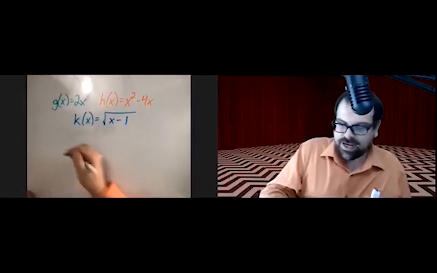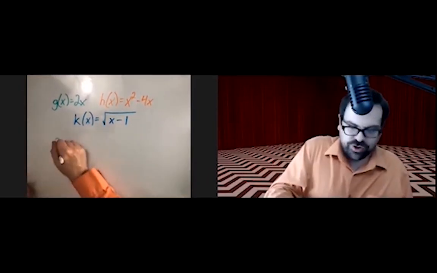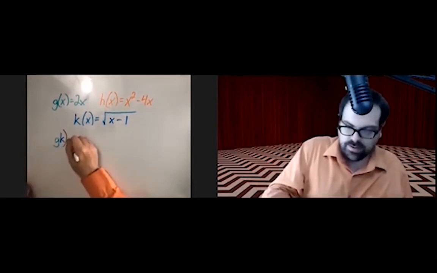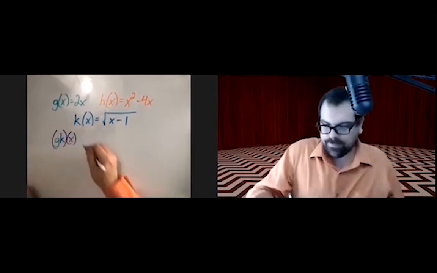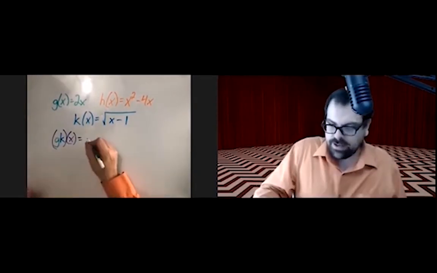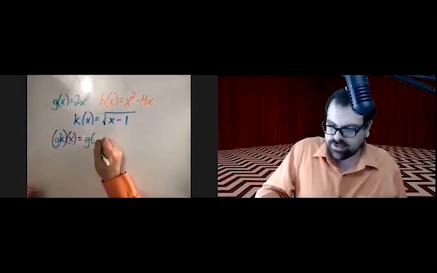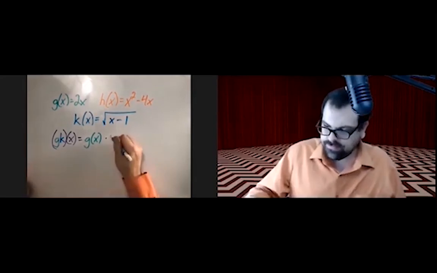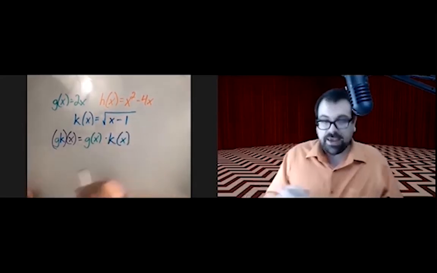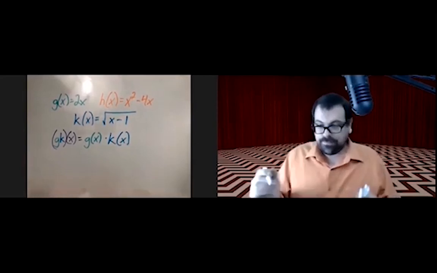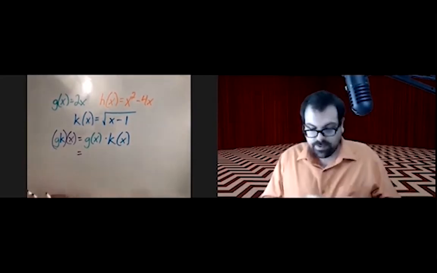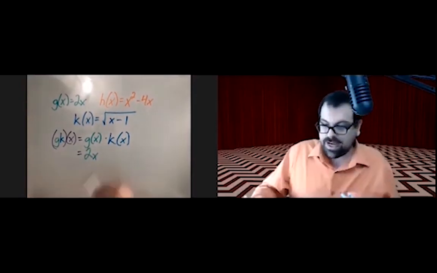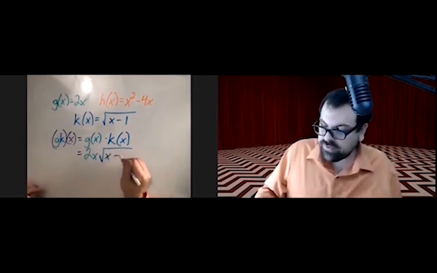Let's do g times k now. So g times k of x. That would be g of x times k of x. That would be 2x times the square root of x minus 1.